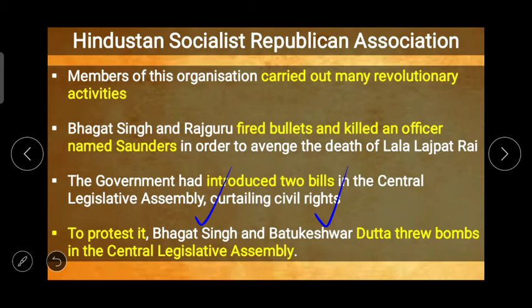Legislative Assembly में एक बिल रखा गया है which was about the curtailing civil rights, जो इंडिया के लोगों के खिलाफ था लेकिन ब्रिटिशों के लिए था. तो भगत सिंह और बटुकेश्वर दत्त ने लेजिस्लेटिव असेंबली में बॉम्ब फेंके. वो गवर्नमेंट को दिखाना चाहते थे that we are in the oppose of this bill, oppose of these 2 bills.